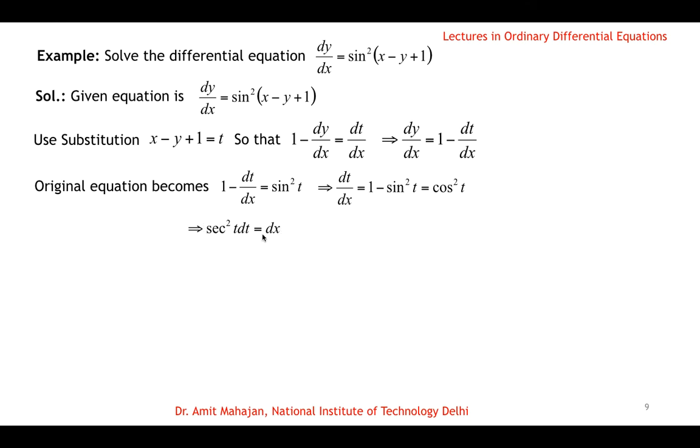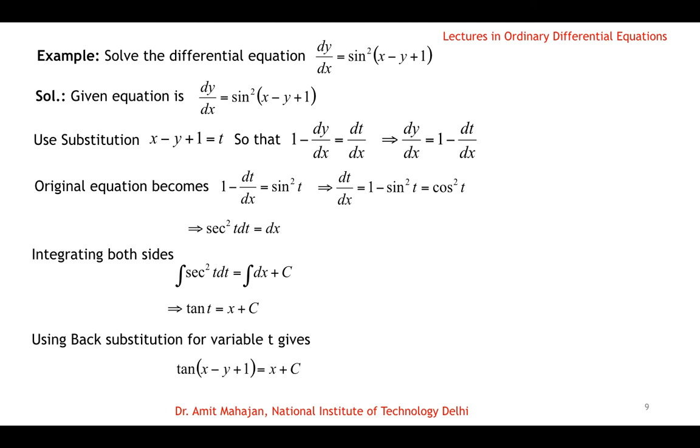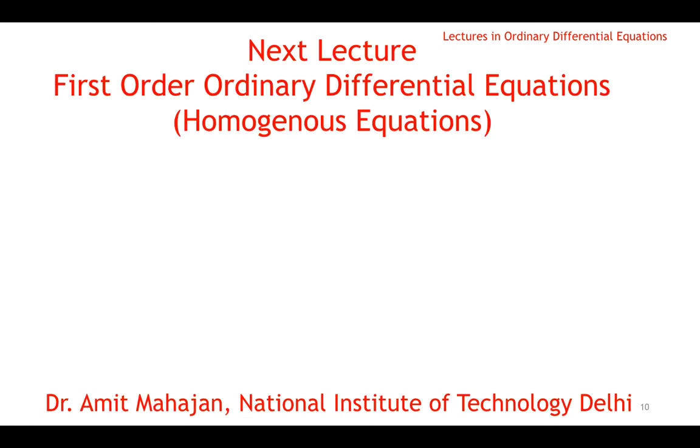Now the variables are separated, so integrate both sides and add a constant of integration. So we have the solution as tan t is equal to x plus c. The variable t is back substituted as x minus y plus 1. That gives us the general solution of the original differential equation, which is tan of (x minus y plus 1) is equal to x plus c. So that's the general solution of this differential equation. So this was the variable separable form for the first order first degree differential equation.